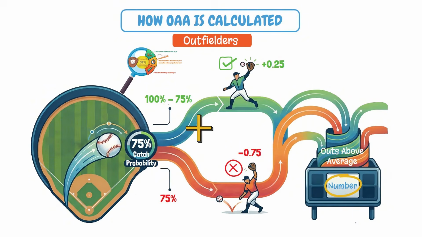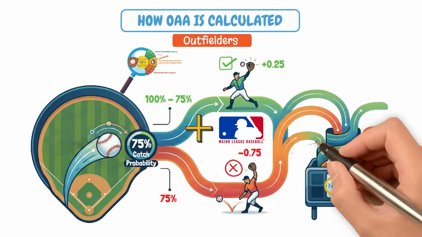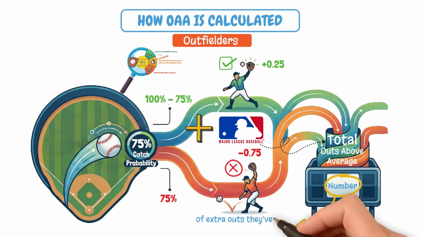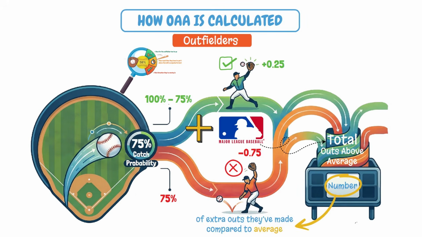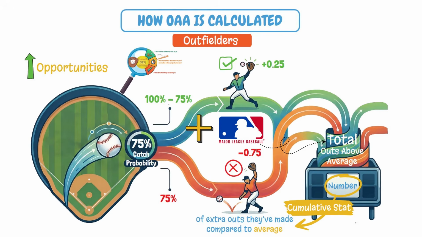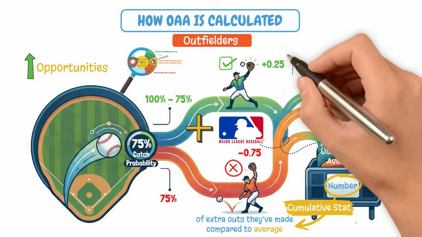You can then add those up over the course of a season, and you get the player's total OAA, the number of extra outs they've made compared to the average defender. As this is a cumulative stat, the more opportunities a fielder gets, the higher chance they have to accrue a higher OAA. The bigger the number, the better the defender.